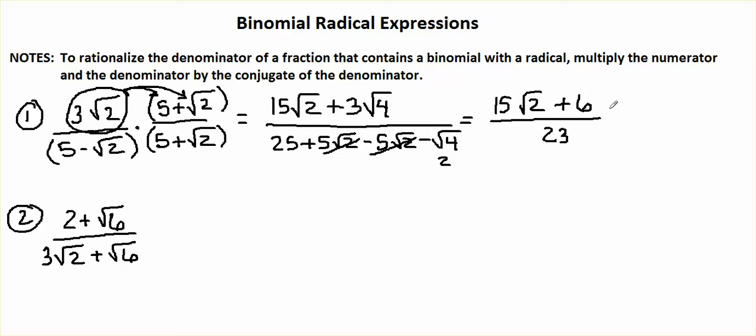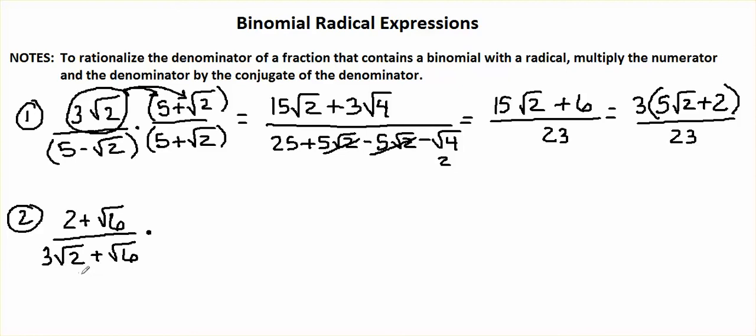We could factor the top if we wanted to. We can take out of the 15 and the 6, we can take a 3. And we're left with 5 radical 2 plus 2 over 23. But our numbers will not cancel, so we could have left it either way. This way right here or this way right here. So let's go ahead and rationalize the denominator of this fraction.